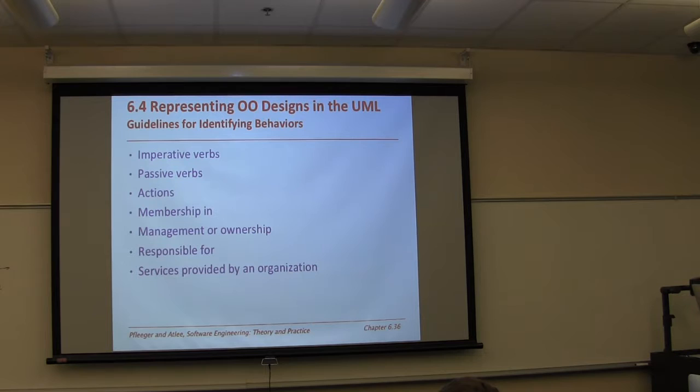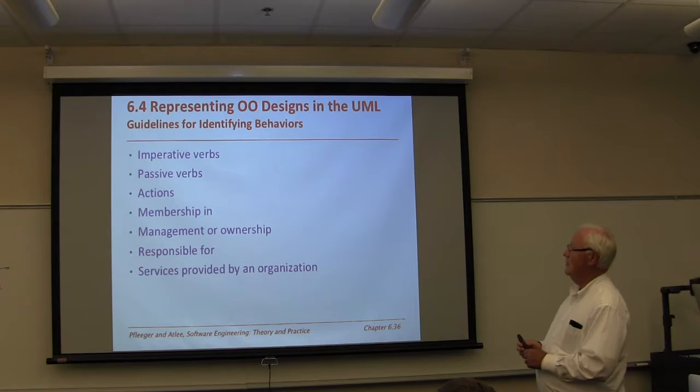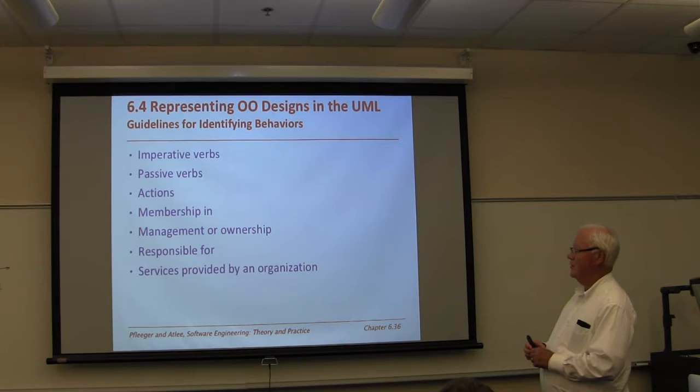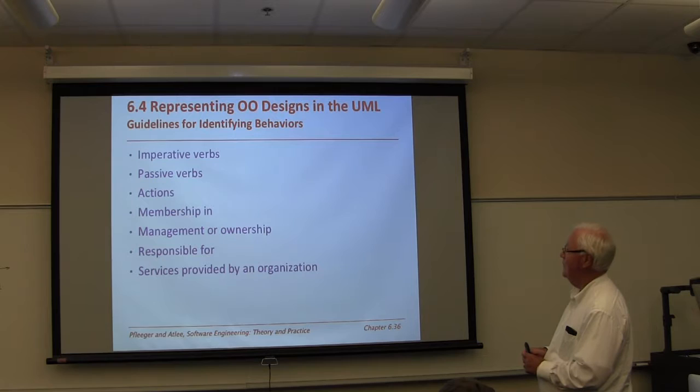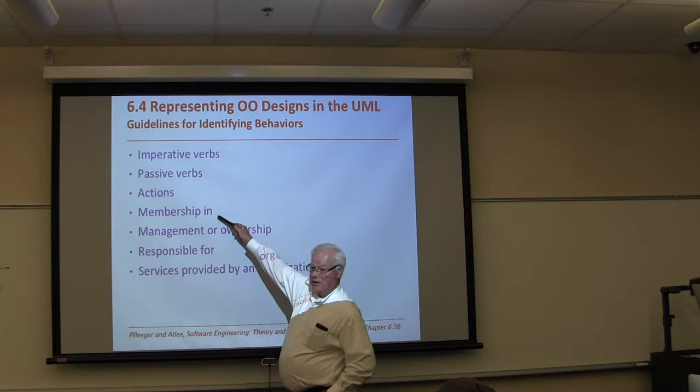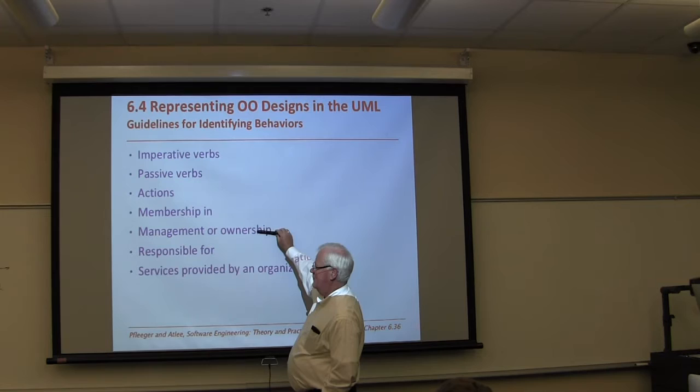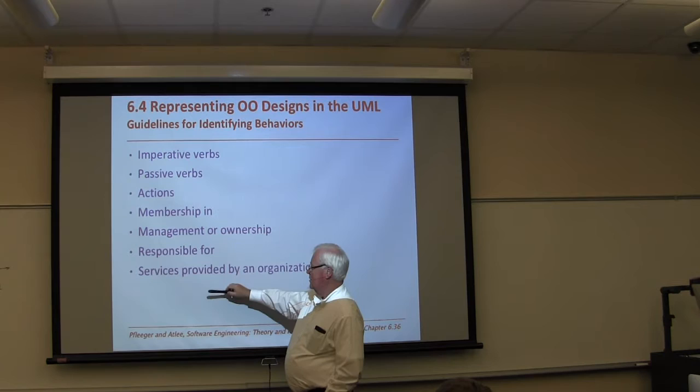Okay, what are some of the guidelines for identifying behaviors? Well, we've got imperative verbs and passive verbs and actions, right? I have to go to the English teacher to understand what we're doing. We can have behaviors based on whether something has membership in a class, whether it's a manager or ownership of a class, responsible for that particular class and its data. Services provided by an organization would be an example.